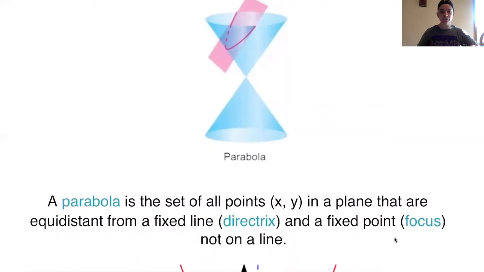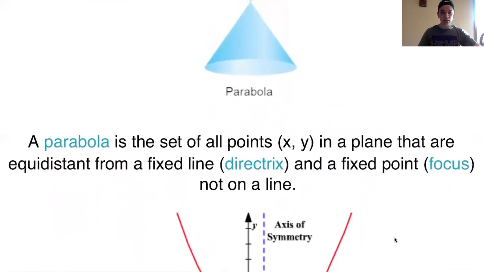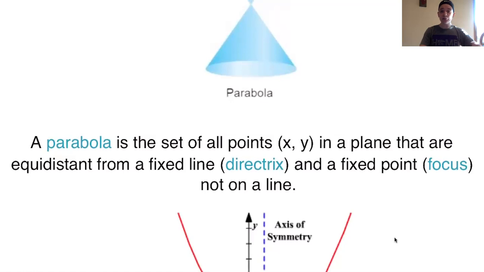The official definition of a parabola is this. A parabola is a set of points, x and y, in a plane that are equidistant from a fixed line, the directrix, and a fixed point, the focus, not on the line. Okay, remember this is a video, so anytime you need to pause, you go for it.